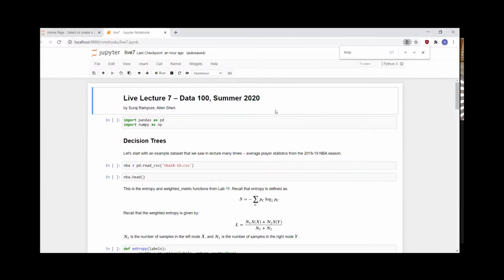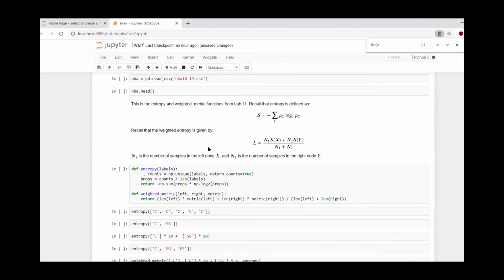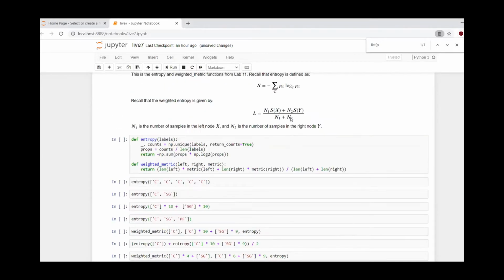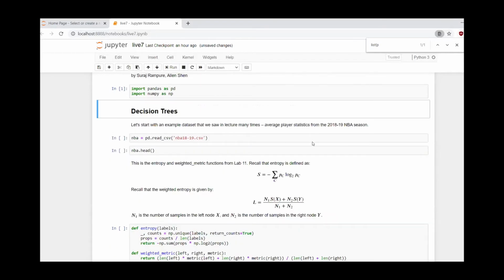As Serge mentioned, we'll start with decision trees. I think people generally didn't have too many issues with actually fitting a decision tree and fitting a random forest, because those functions were pretty similar to how you would do it with linear regression and logistic regression. So for this part, I'm just going to go over entropy, weighted entropy, and how you would actually fit a decision tree if you had to do it from scratch.